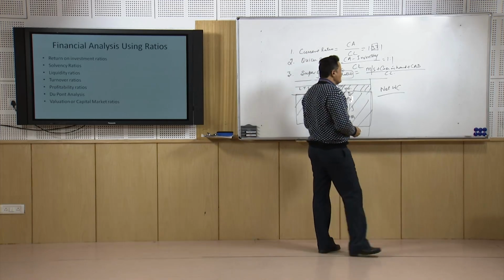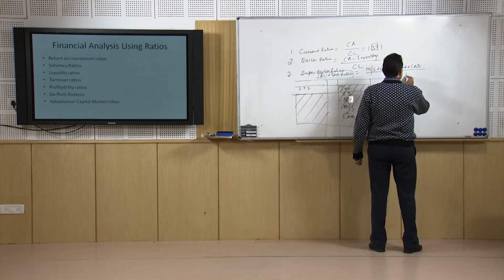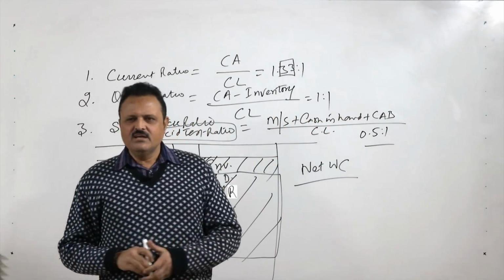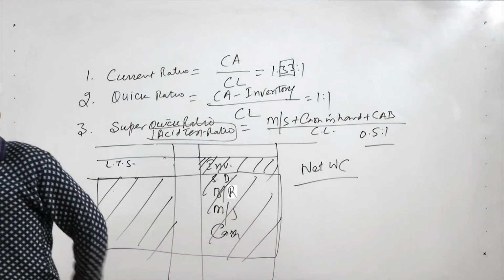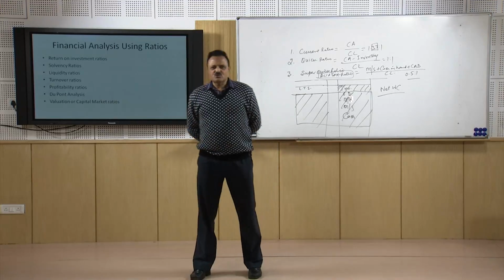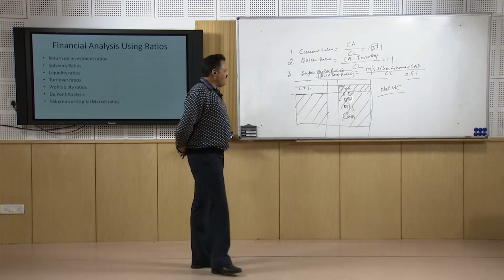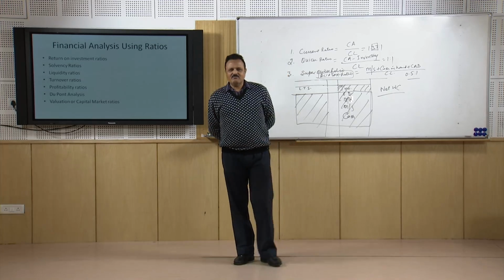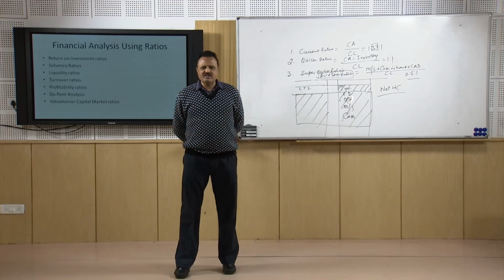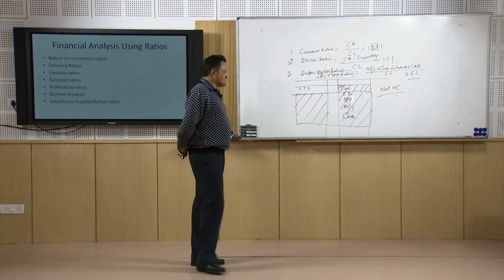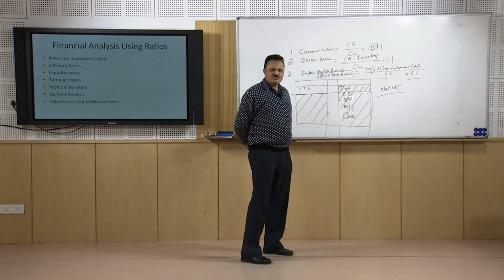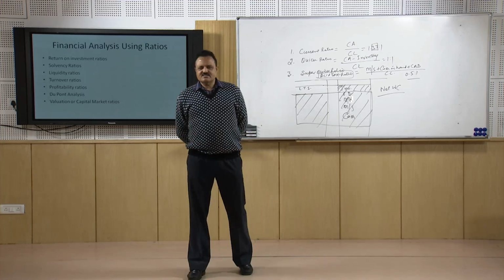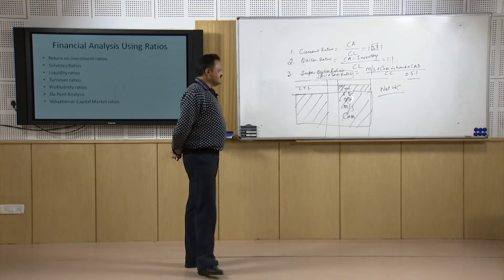So it is the super quick or acid test ratio, and this ratio has to be 0.5:1. That means cash or near cash assets should be half of the total current liabilities. So there is no need to keep these current assets as cash; you can easily convert the cash into marketable securities, and for calculating the super quick ratio, cash and marketable securities are considered the same.